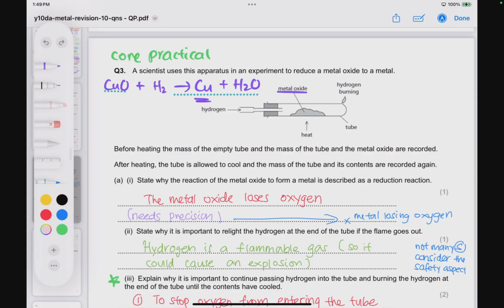So there's a few things. The mass of the empty tube, and the mass of the tube with the metal oxide, are recorded. Let me just change it to yellow. After heating, the tube is allowed to cool and the mass is again recorded.